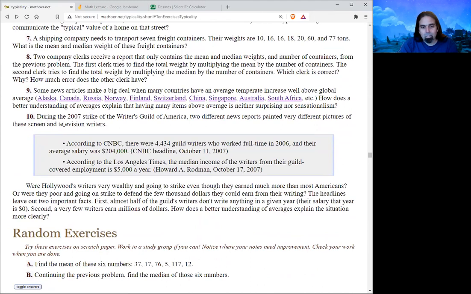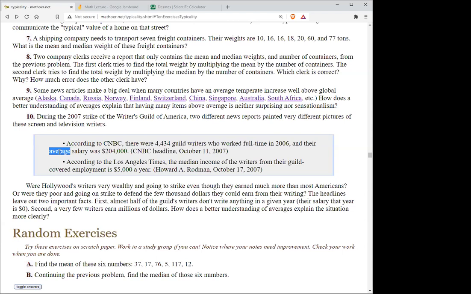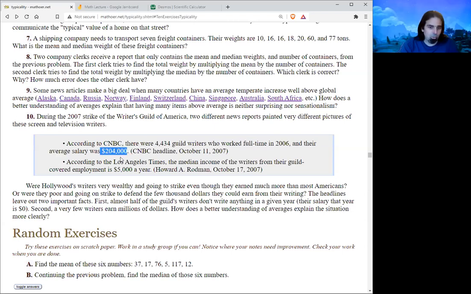How about number 10? There was a Writers Guild of America strike, and according to CNBC, in 2006, there were 4,434 writers that worked full-time. And their average salary, if we just say average, is that mean or median? Mean, right? Add them up and divide by how many? Was big, $204,000. Why would those people go on strike?